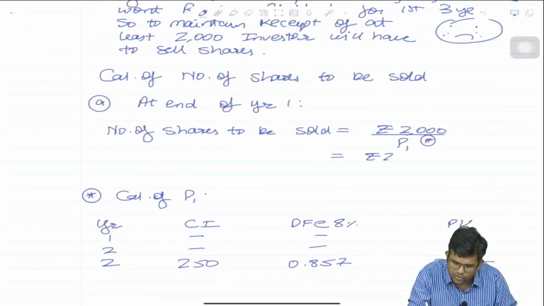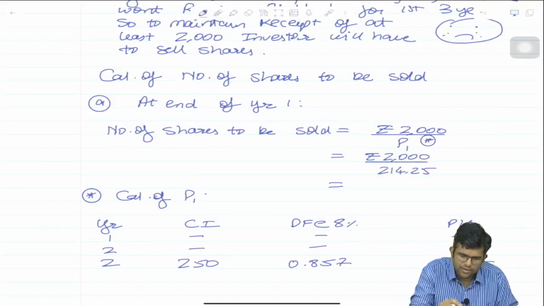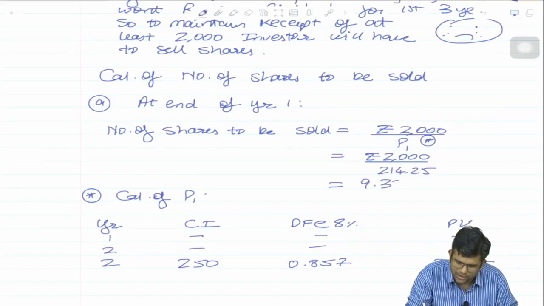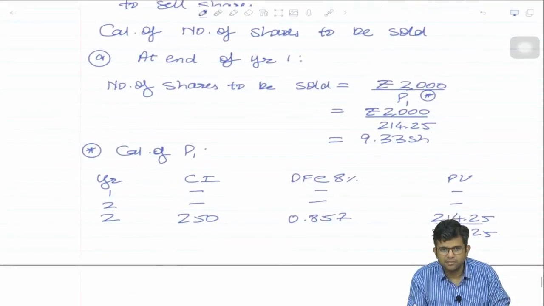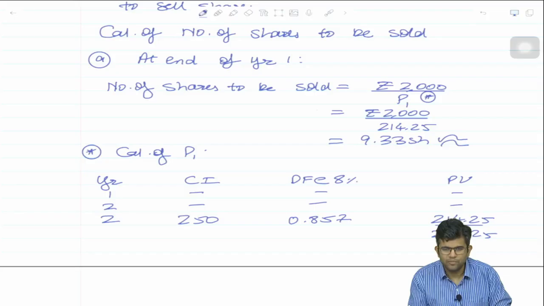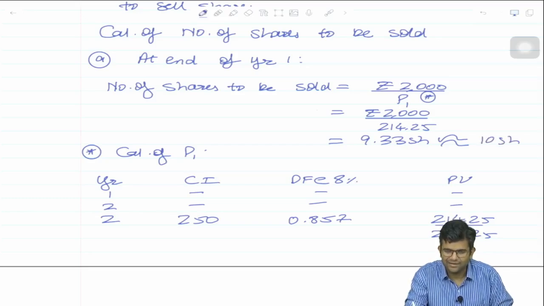This will be rupees 2000 divided by 214.25. So 2000 divided by 214.25 comes to 9.33 shares. Students, tell me, I will round it off to how many shares? Use your brains, understand the dynamics of your relationship and tell me 9 or 10. 10. Hey, if you sell 9, your girlfriend will become angry. Why? Because then you will give a damaged gift.